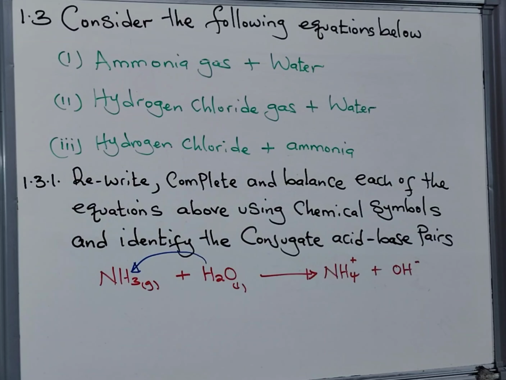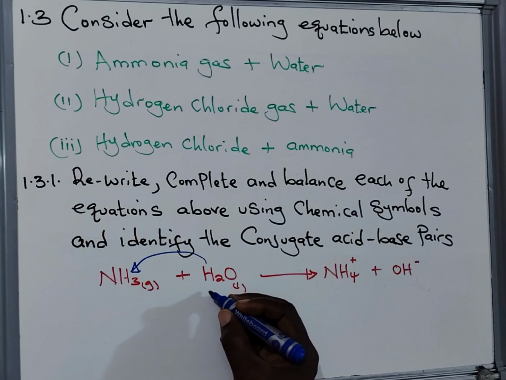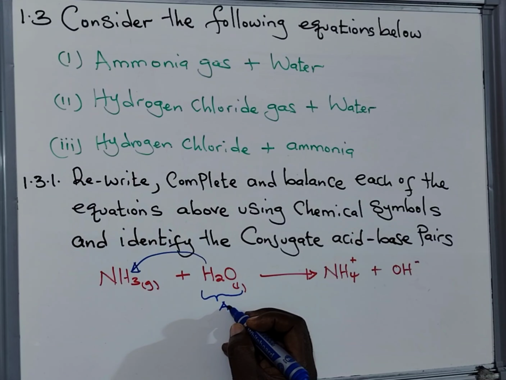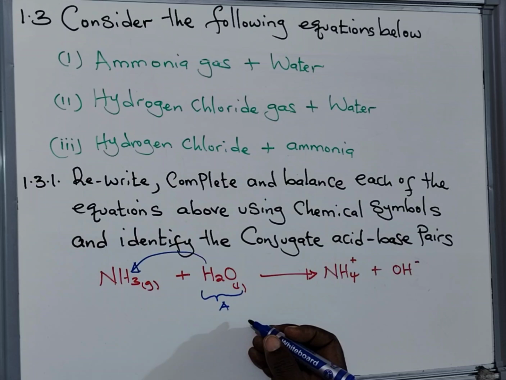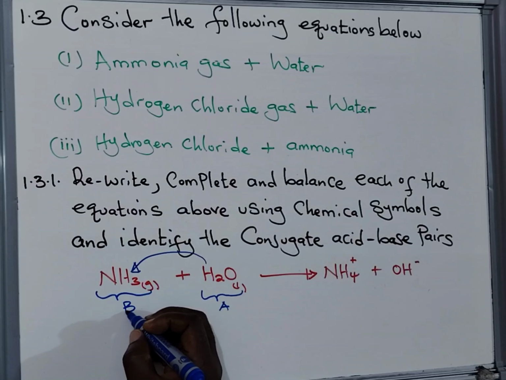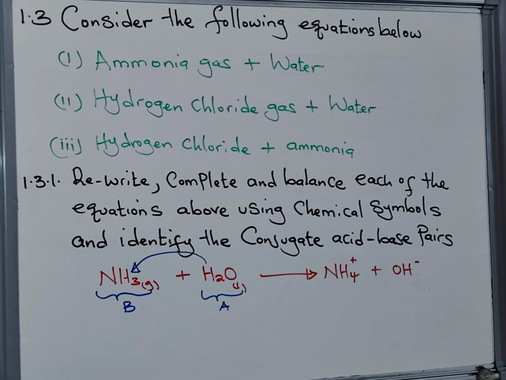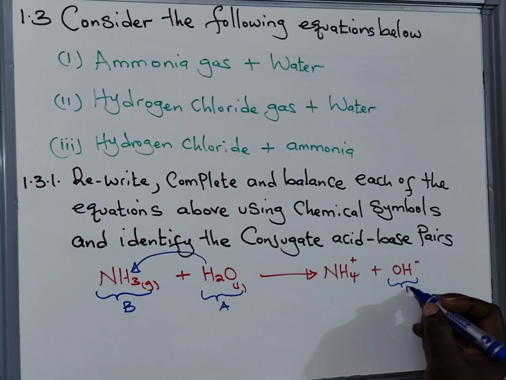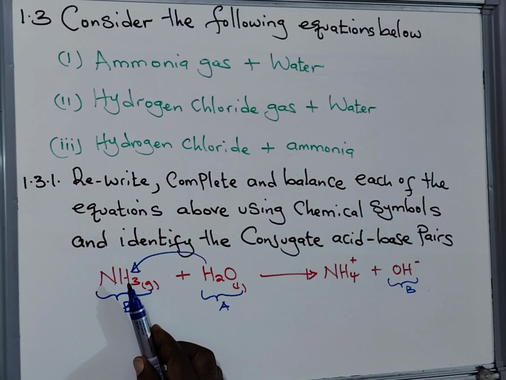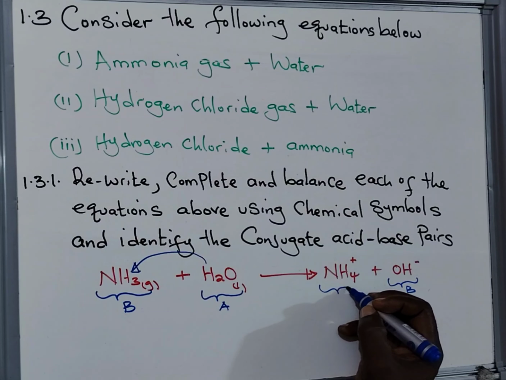Now I need to remind you that according to Bronsted-Lowry, a species which donates a proton is an acid. We have to remember that Lowry-Bronsted said an acid is a proton donor, and a species which gains a proton is a base. Now, you also have to remember that when an acid loses a proton, it becomes a base. So this one is a base. And when a base gains a proton, it becomes an acid. So this is an acid.